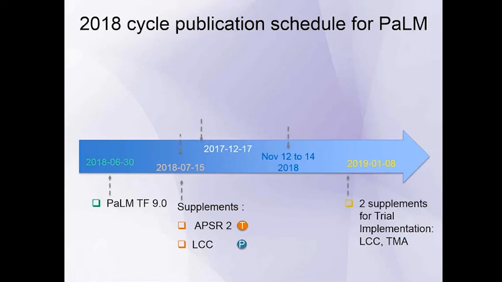So here's our publication cycle for PaLM. The framework has just been published, or is about to be, the announcement's about to go out. Middle of July, we're going to publish the APSR version 2 for trial implementation and the laboratory communications profile for public comments. Click one more time, please.